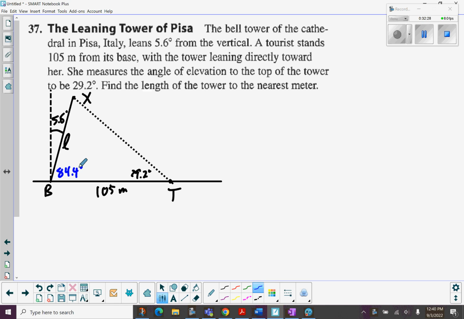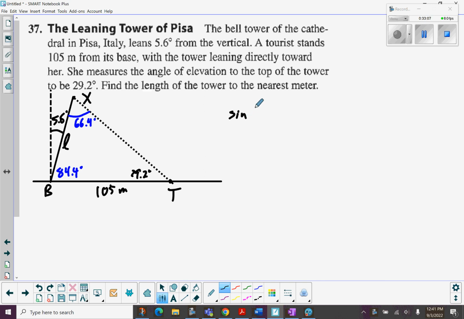Well, that still doesn't give us what we need here. How about angle X now? We've figured out this is 84.4. Angle of elevation was given to us there at 29.2. So we should be able to subtract from 180. This angle is 66.4 degrees. And now that we have things paired up with the length of one side and the measure of the opposite angle, now we can set things up using our law of sines.